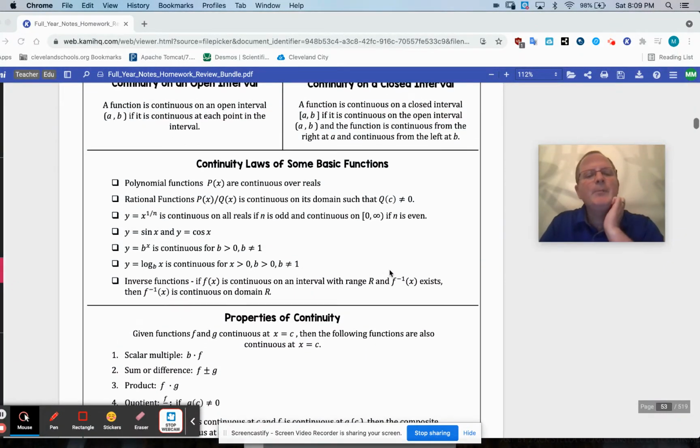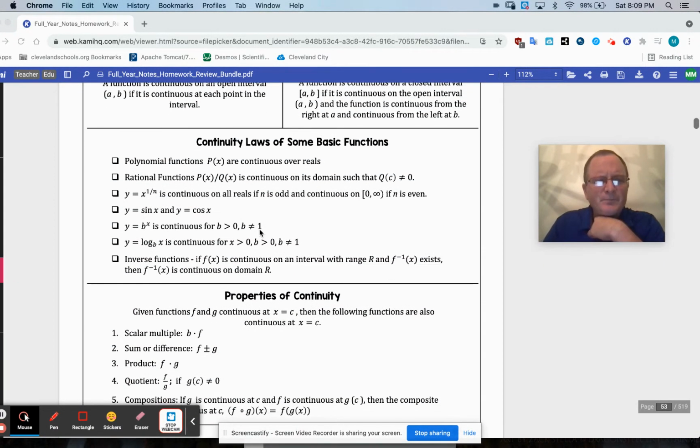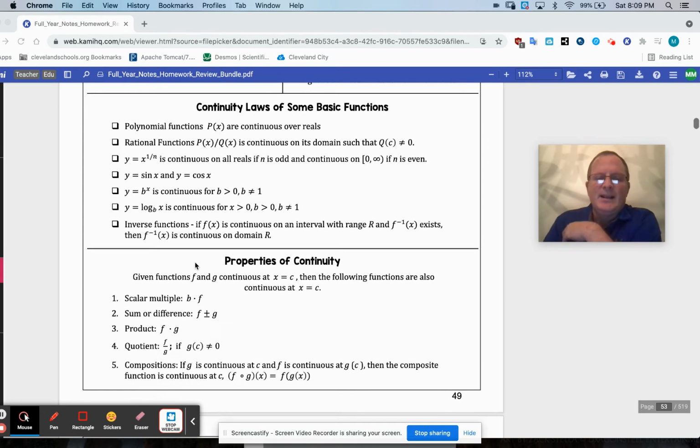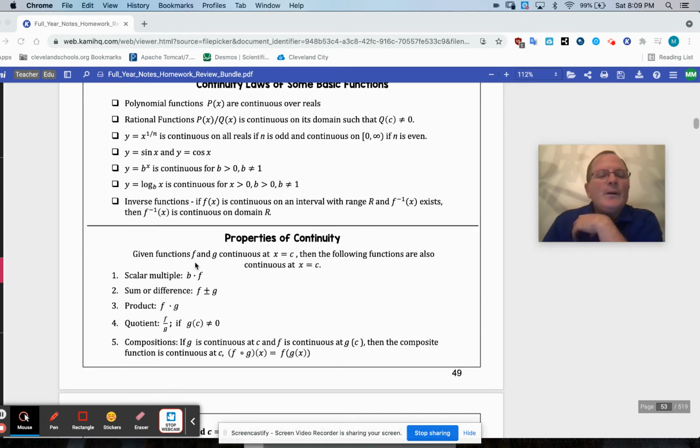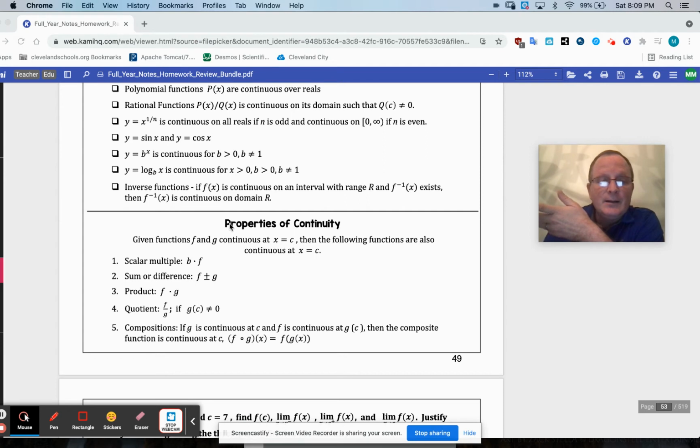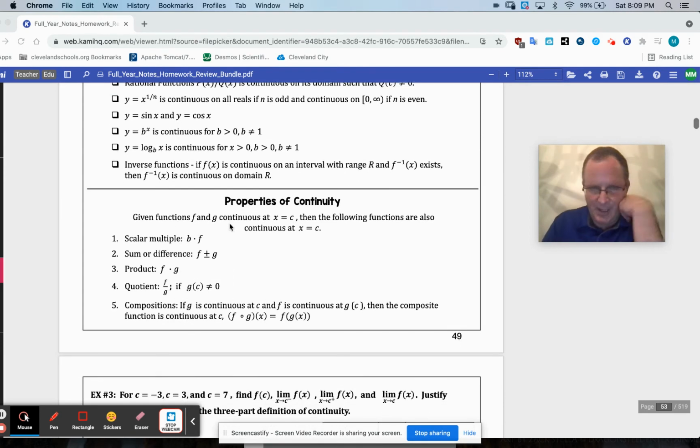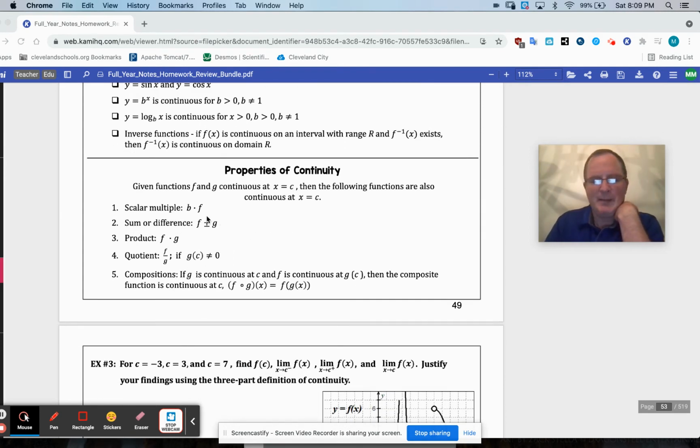Okay, so we're picking up where we left off, talking about continuity. We talked about the negative base thing. Logarithms are continuous as long as they actually exist. Inverses are continuous over the domain of that inverse. Multiplying by a constant, adding, subtracting, multiplying, dividing as long as g of c is not equal to zero, those will all be continuous, and then compositions.